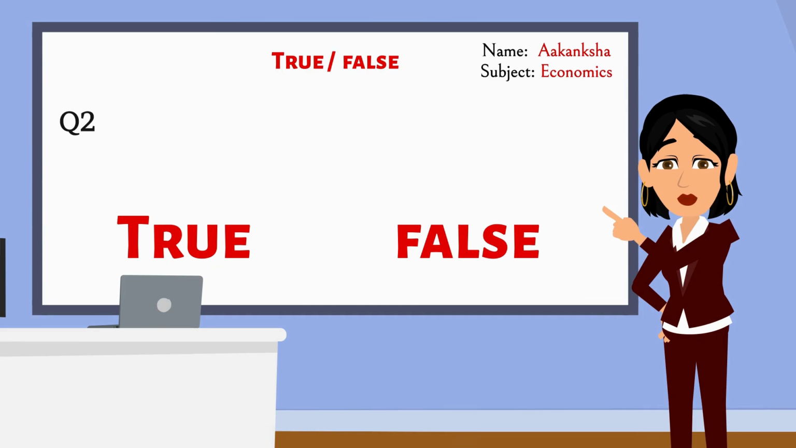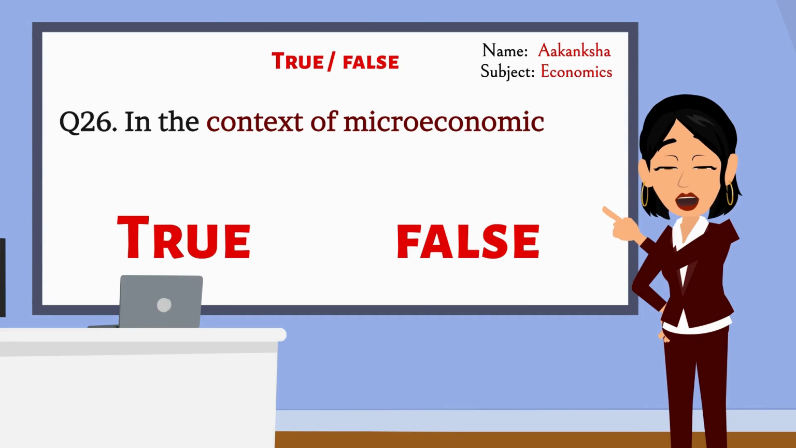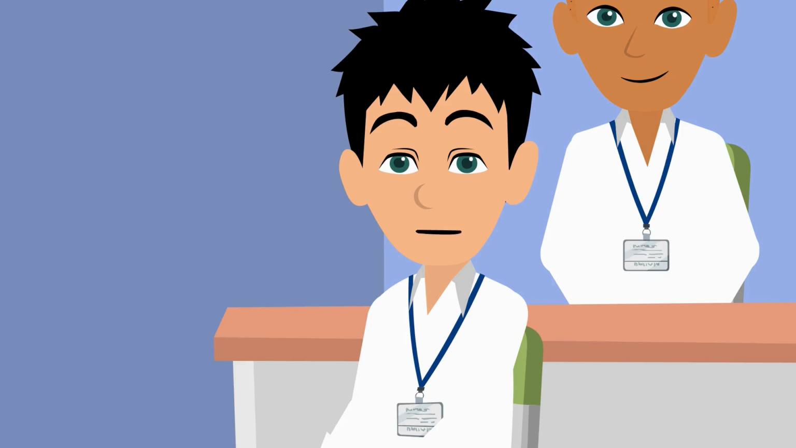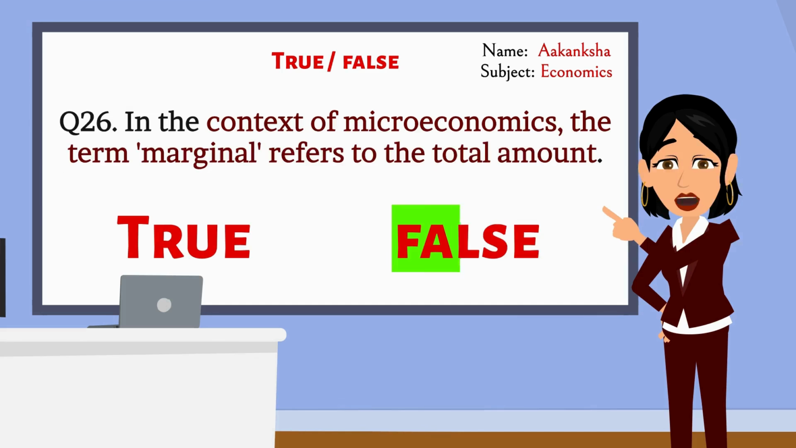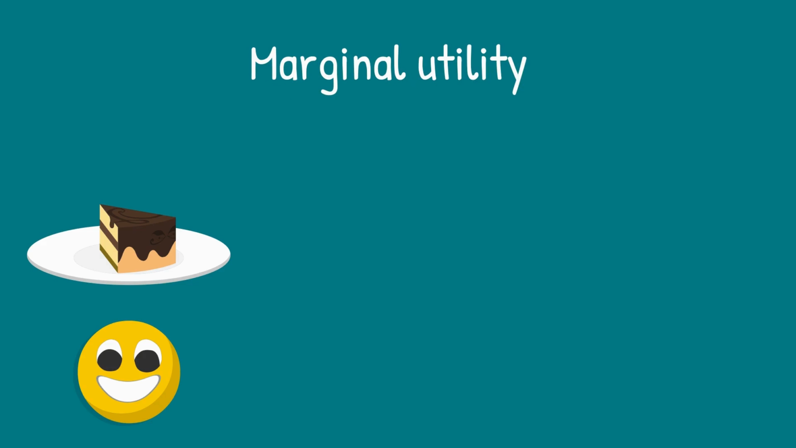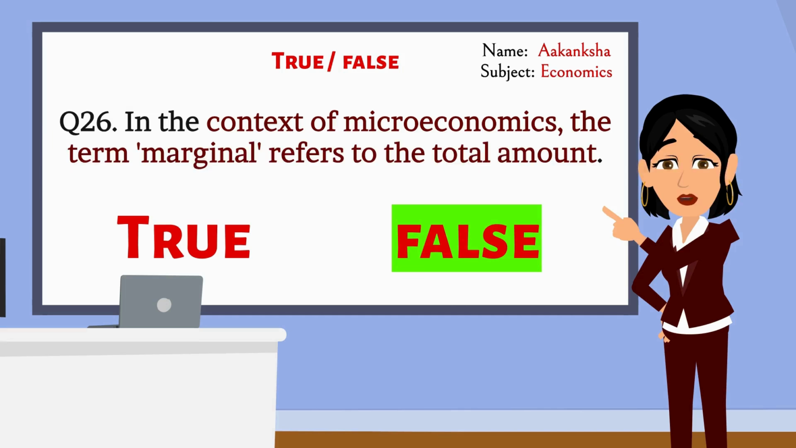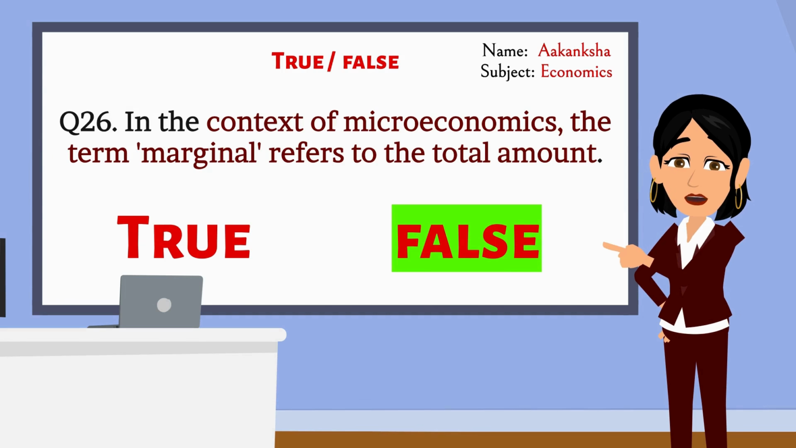Good work. Question 26. In the context of microeconomics, the term marginal refers to the total amount. True or false? It's a false statement, ma'am. That's right, Nishant. Why is it false? Marginal refers to the additional or extra amount, not the total. Excellent, Nishant. Marginal refers to the additional or extra amount, not the total. Let's continue.